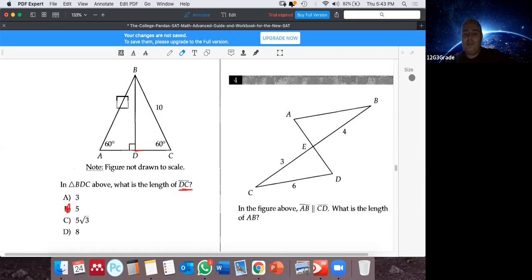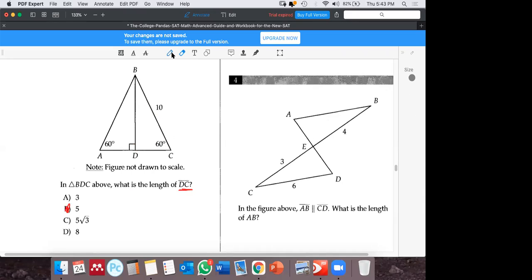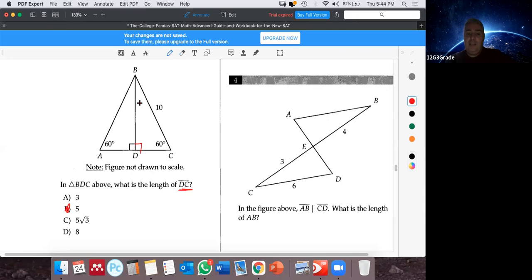Understand or not? Yes. One more time. 90, 60, 30. So opposite of 30 is my question. It's half of the hypotenuse, so it is 5. And you can use trigonometry if you wish. You can say that sine of 30 is DC over 10. Sine of 30, you should know, is 1 over 2. So DC over 10 equals 1 over 2, so DC is 5. Finished.